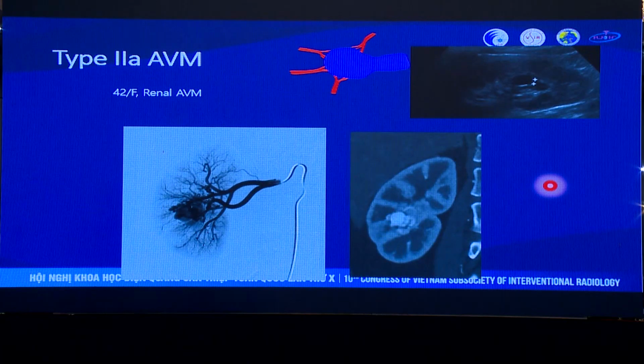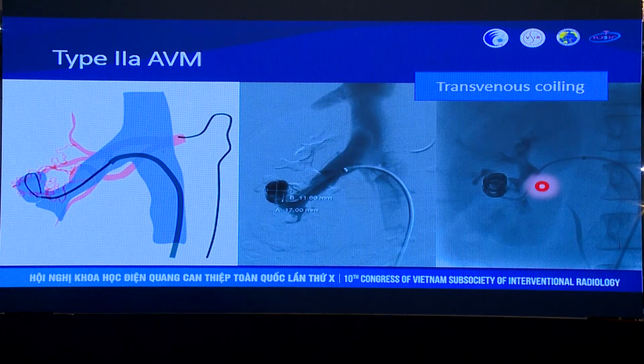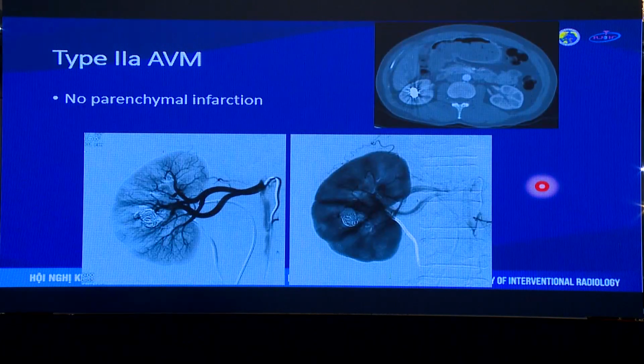Very expensive. This is another type 2A renal AVM. You can see many tortuous feeding arteries around the region and one single draining vein. In this case, I used transvenous catheterization of the venous sac, and I pushed just 5 detachable coils in this patient. And this is the follow-up images.